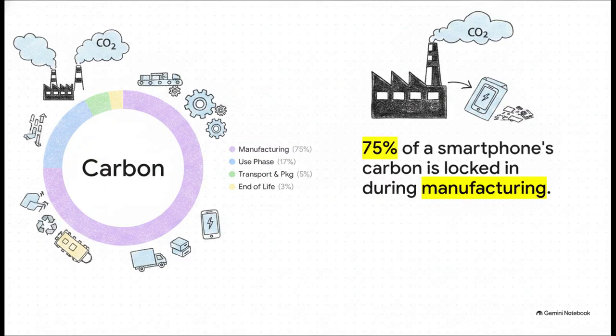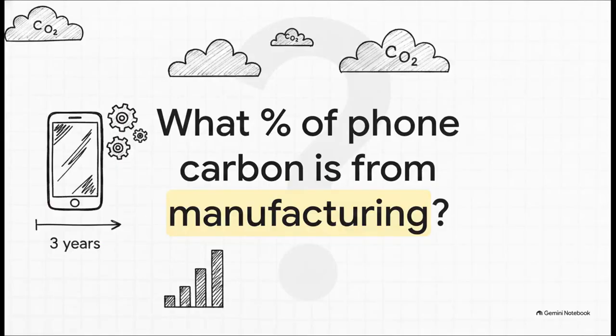Take a look at this life cycle assessment breakdown. It is actually kind of wild. A staggering 75% of a smartphone's carbon footprint is entirely locked in during manufacturing. That's before you even open the box. Only 17% comes from the use phase, actually charging and using the thing. So the embodied carbon, the CO2 emitted just to dig up the materials and build the device, literally dominates the equation.